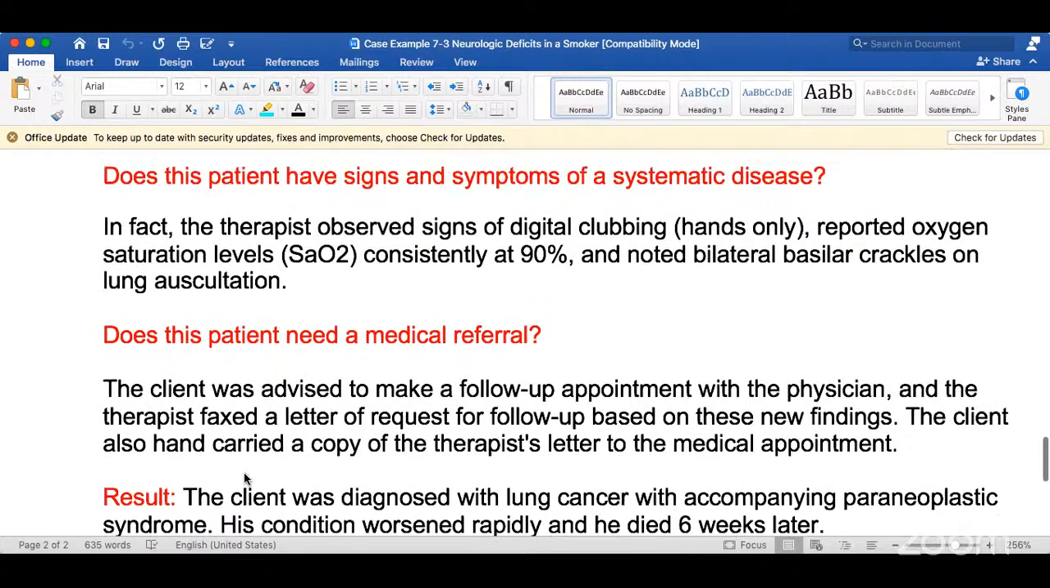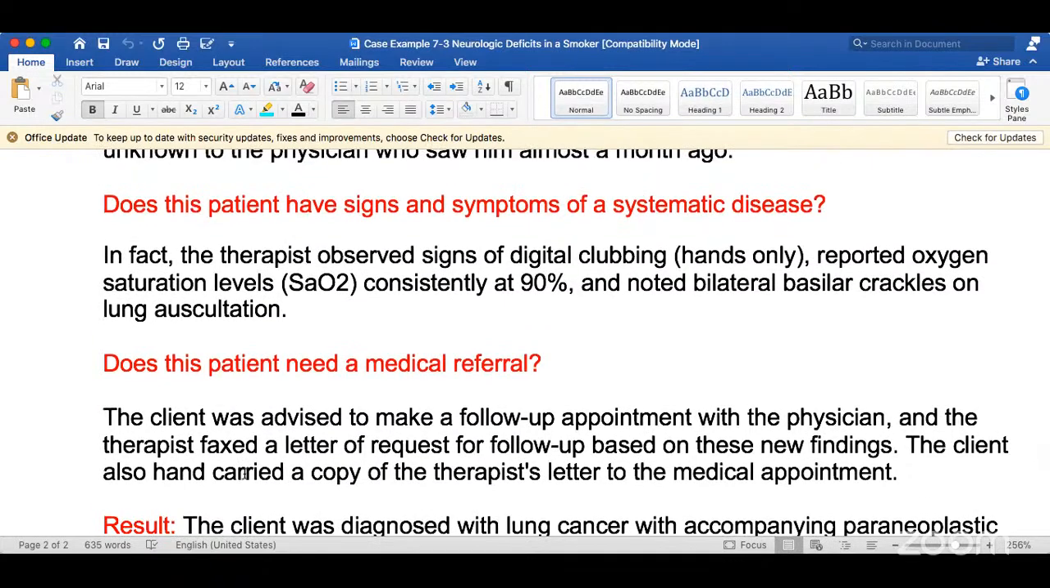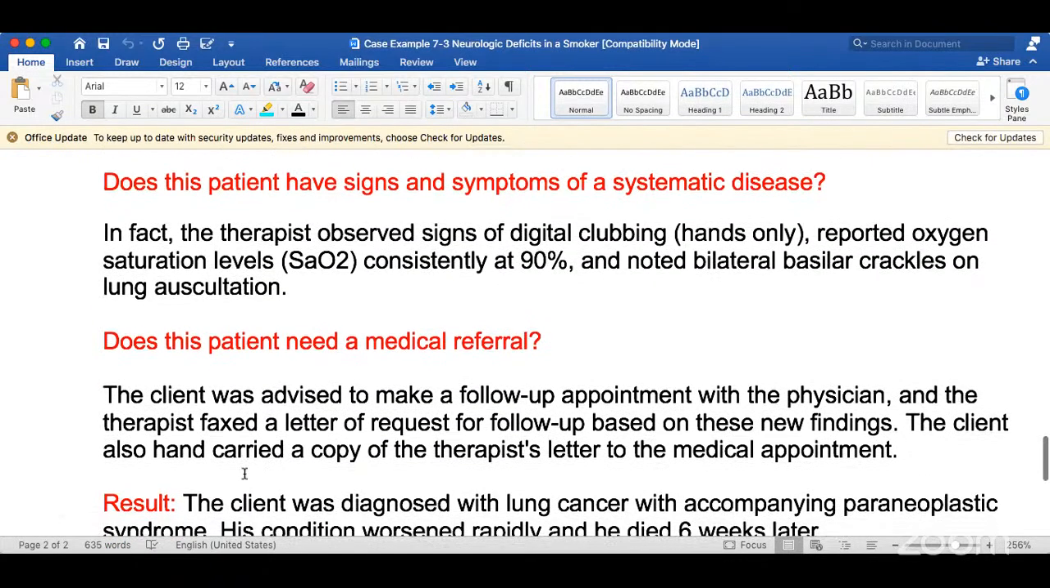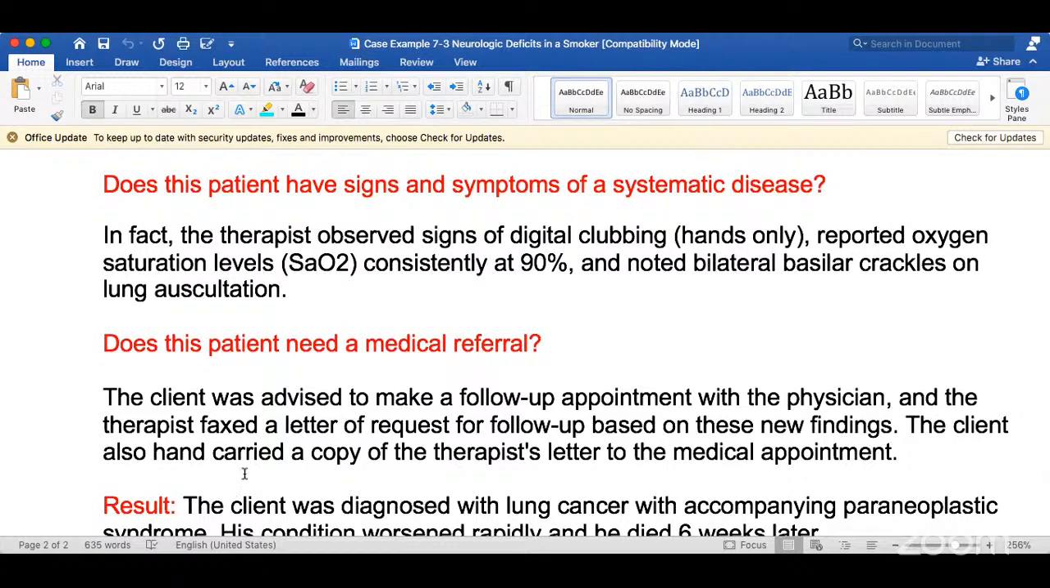So can we read the next one? The client was advised to make a follow-up appointment with the physician, and the therapist faxed a letter of request for follow-up based on those new findings. The client also carried a copy of the therapist's letter to the medical appointment.